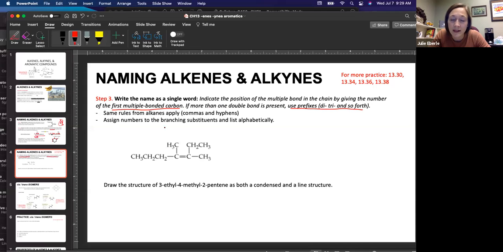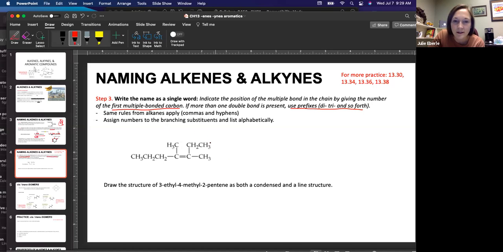We don't have an example yet where there's more than one double bond, but yesterday we did examples with more than one identical substituent. If you had 2 methyl groups branched off, you use words like dimethyl. Same thing here: if we have more than one double bond or more than one triple bond, you just use words like di in front of your parent name. So the same rules apply from alkanes: commas and hyphens, and then assigning numbers to the branching substituents.